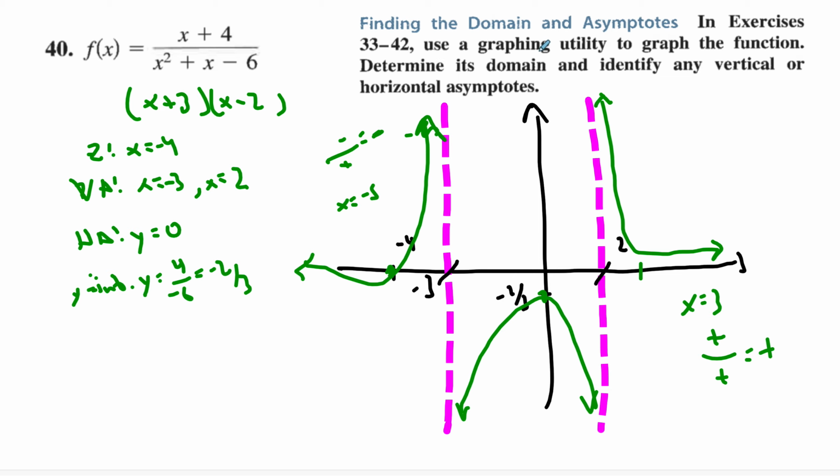So domain, vertical and horizontal asymptotes already did. Domain is, well, the domain here is where it's not, which is at -3 and -2. So unfortunately, it means negative infinity up to, but not including -3, and from -3 to -2, non-inclusive, and from -2 to infinity. That's it.